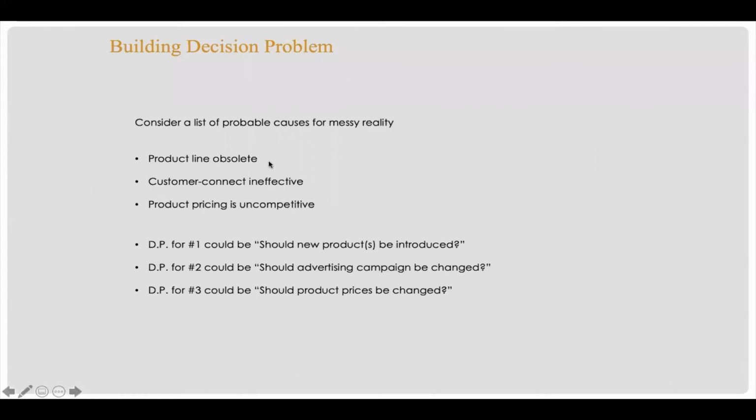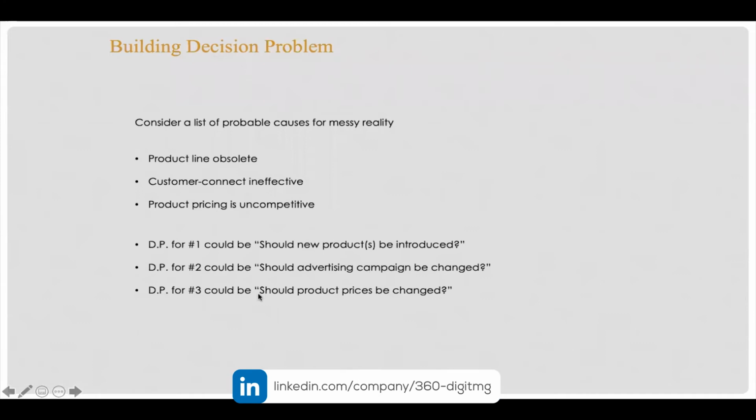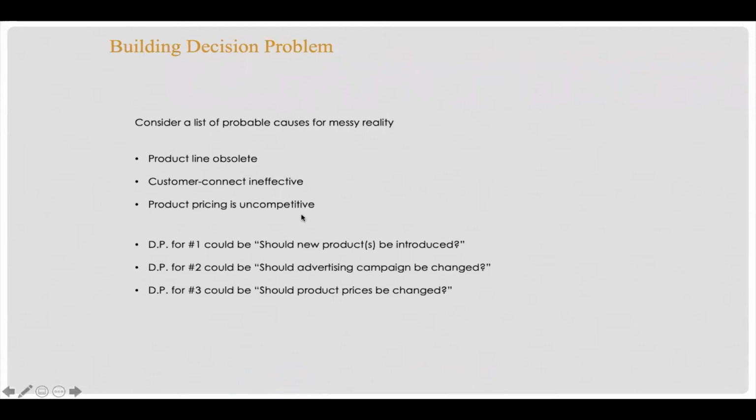Once you have the probable causes in hand, you need to define the business decision problem. The decision problem for the first probable cause is: should new products be introduced? Why? Because you're saying that the product line is obsolete. The decision problem for the second cause is: should the advertising campaign be changed? Because as of now, customer connect is ineffective. And for the third probable cause, the decision problem is: should product prices be changed? Why? Because the product pricing is uncompetitive.